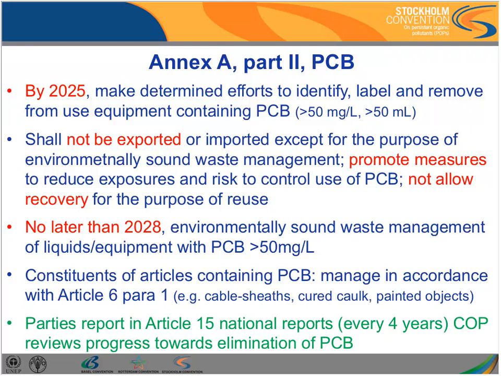And then another thing I would like to mention is the constituents of articles containing PCB. In the case of constituents of articles, which is normally considered a general exemption for PCB, they have to be managed in accordance with Article 6, paragraph 1. This use is considered as open applications, for example, cable sheaths, curd cork, and painted objects. And this information is also required to be provided in Article 15 national reporting.